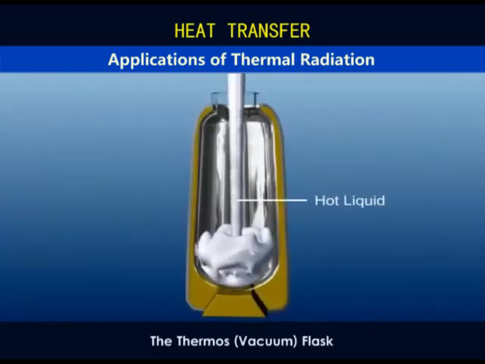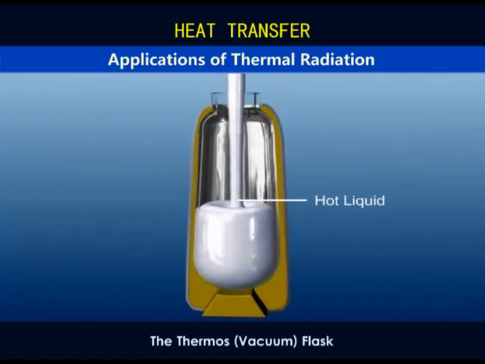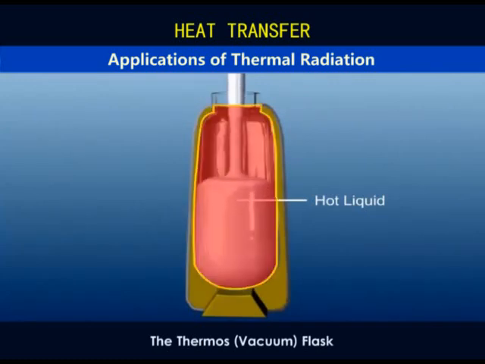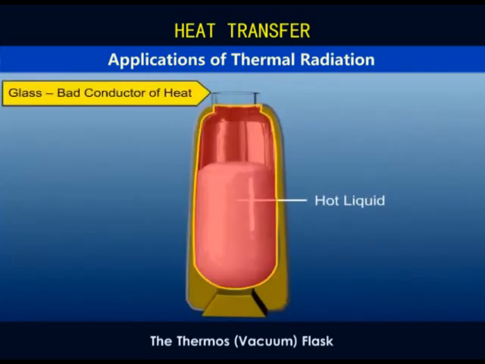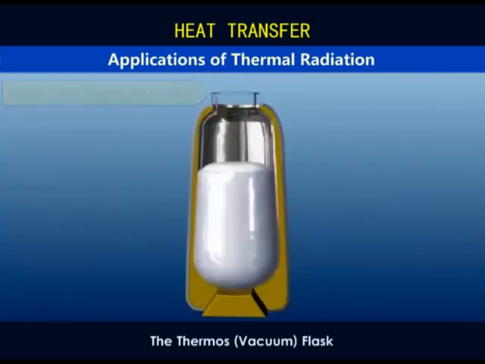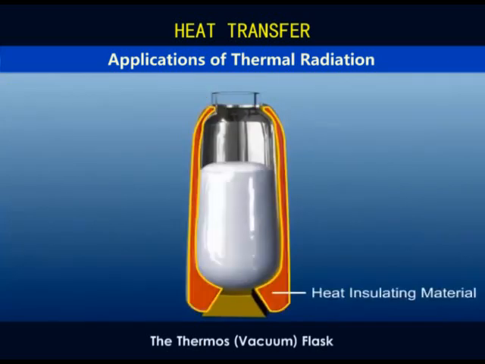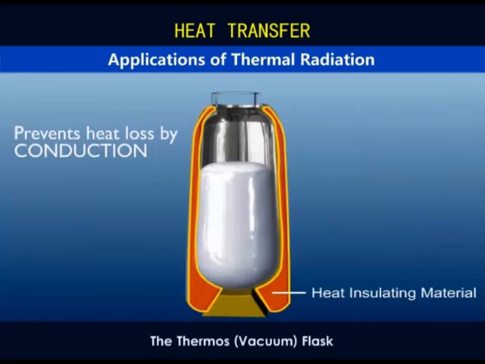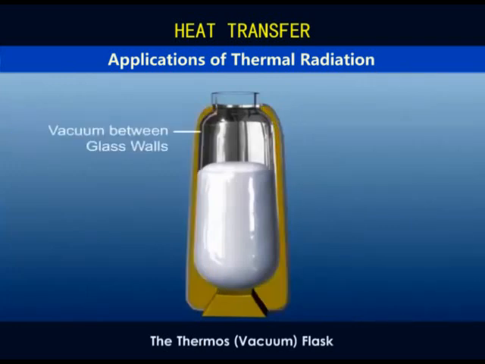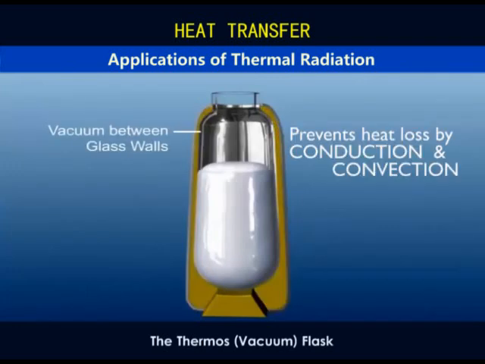When a hot liquid is filled into the thermos flask, heat loss from the liquid is minimized as the vessel is made of glass, which is a bad conductor of heat. The insulating material used between the glass vessel and the outer cover prevents heat loss by conduction. The vacuum between the walls of the vessel prevents heat loss due to convection and conduction.